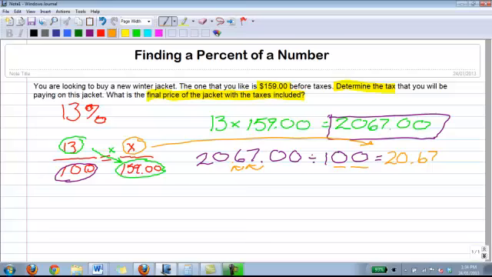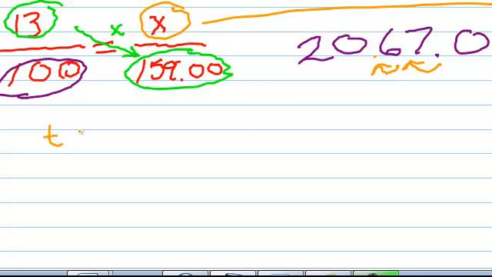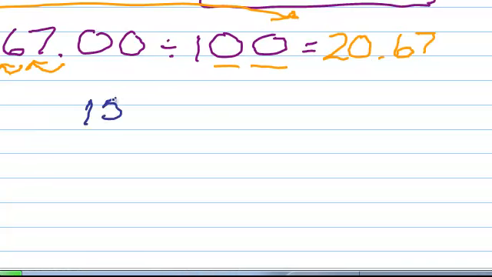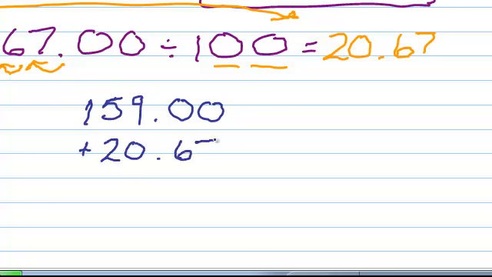So therefore our tax on our jacket is equal to a value of $20.67. So we have determined the tax there. Now for the last part of the problem, all we do is take our 159 and we're going to add $20.67.